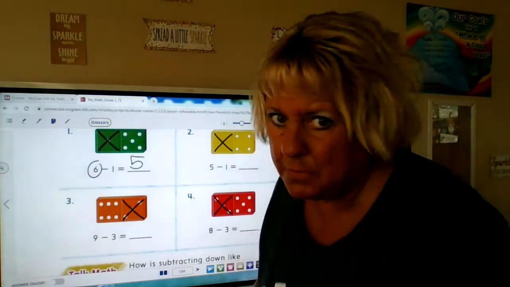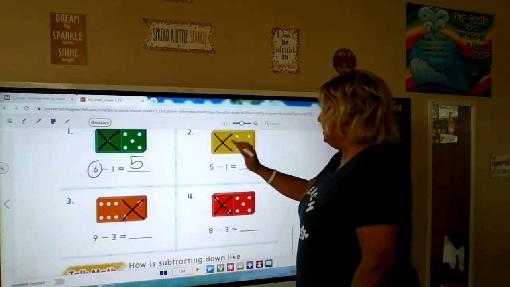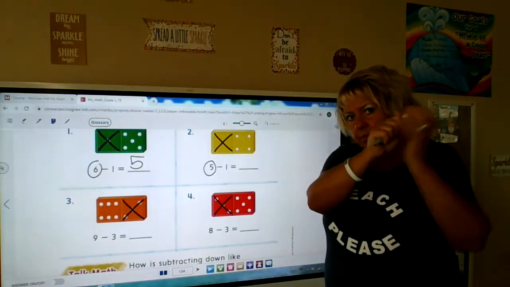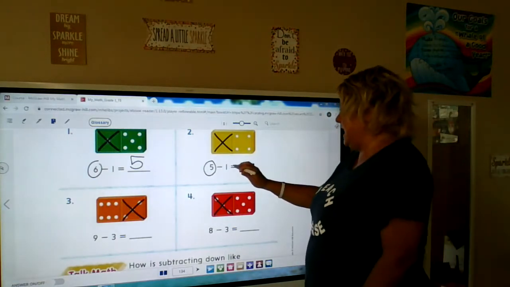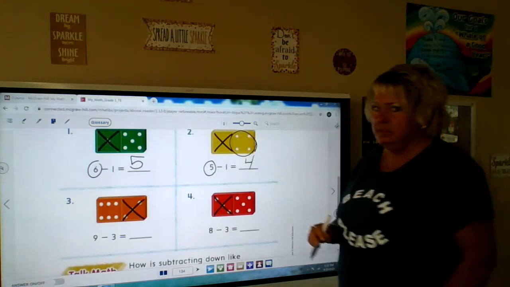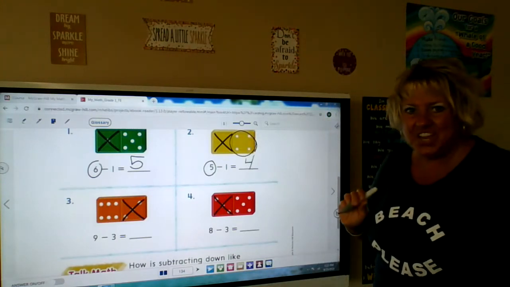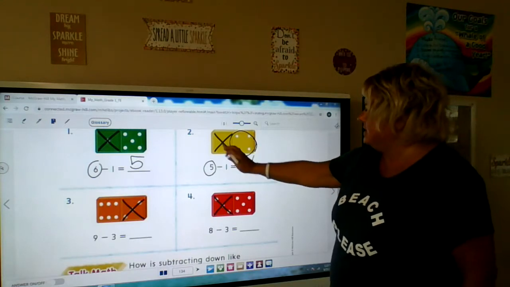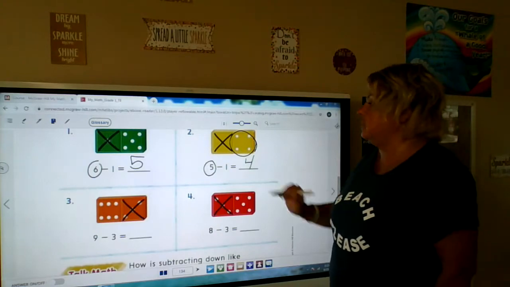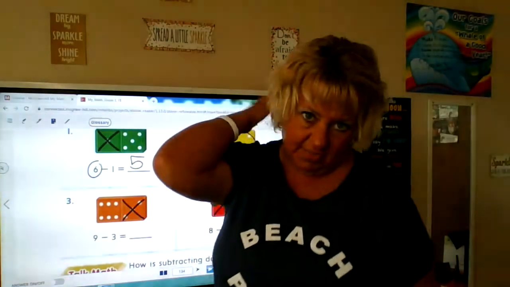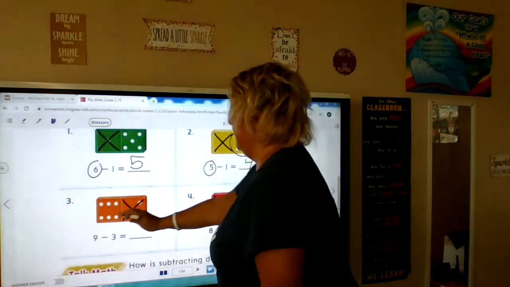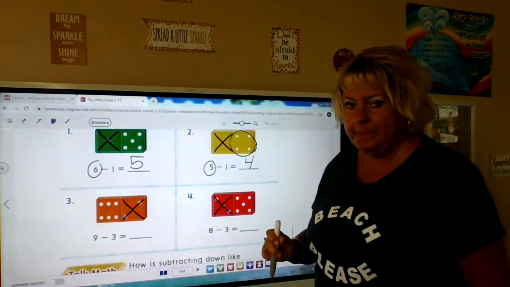Okay, let's see if you were right. 5 take away 1, so 5 is the whole. And we're going to take away a part. We're going to take away 1. What's the other part that's left? 4. Let's check that. Is 4 plus 1 5 if we go backwards? Yep, it is. So we were right. Give yourself a great big pat on the back. Whoop, whoop. Okay, let's go down to number 3.